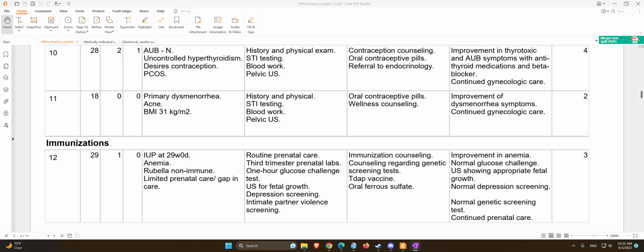So for depression, and or just psychiatric disorders in pregnancy, you're supposed to screen them at least one time for bipolar disorder. And then you can use the Edinburgh every trimester to screen for depression.